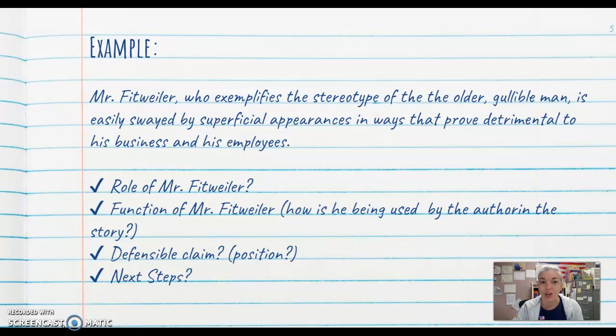Okay? So think about what I've written there and consider, am I making an argument? Am I showing my position on what I think about Mr. Fitweiler? Right? And if you say, yes, it does, then you are correct, because yes, I am saying he's that old man who is really gullible, and he got tricked by Mrs.